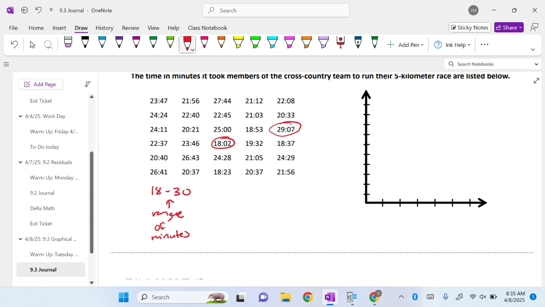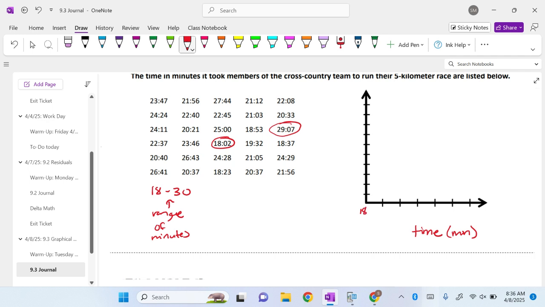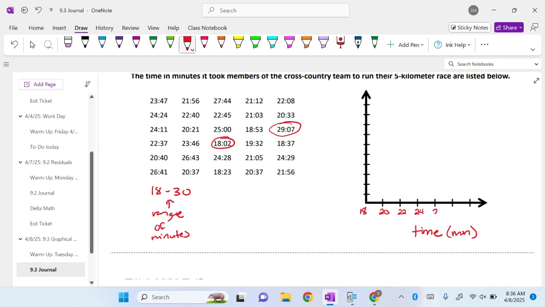So on our graph, I'm going to write over here the timing or number of minutes. So the time in minutes. And I'm going to label each tick from 18 to 20. So 18 would be where about 0 is, because the lowest was 18. None of them was lower than 18. Then I'm just going to go up by 2s. And the reason I do that is that 30 would fit perfectly in there if you go up by 2s.